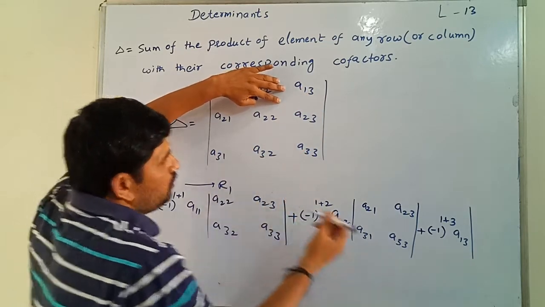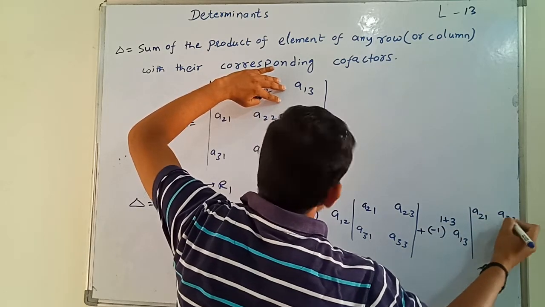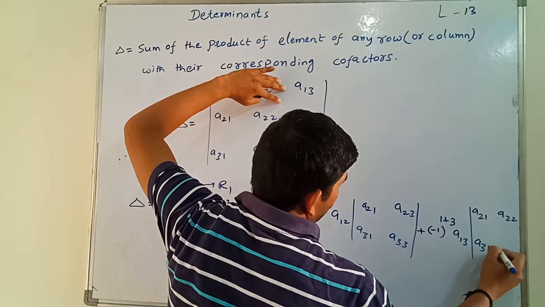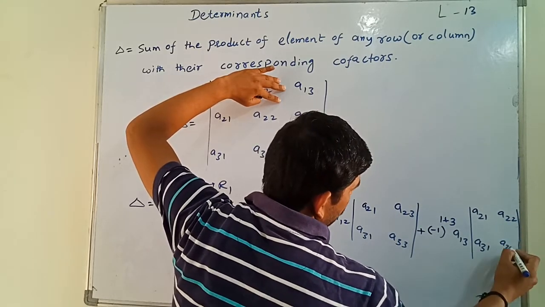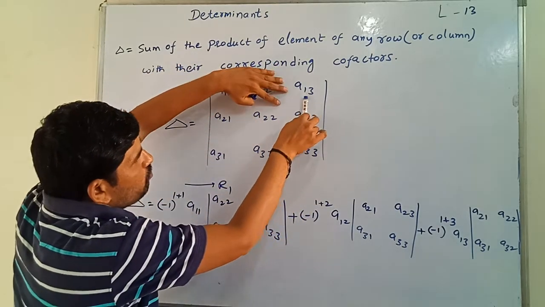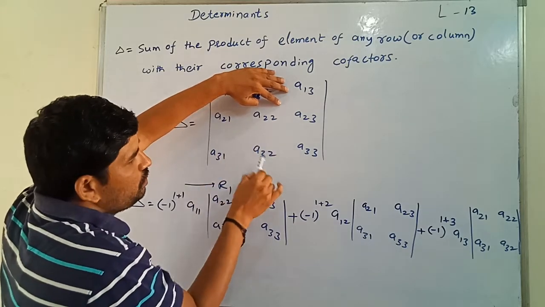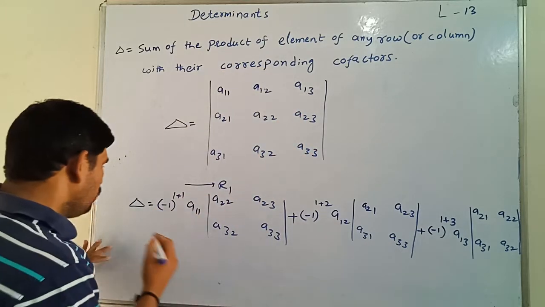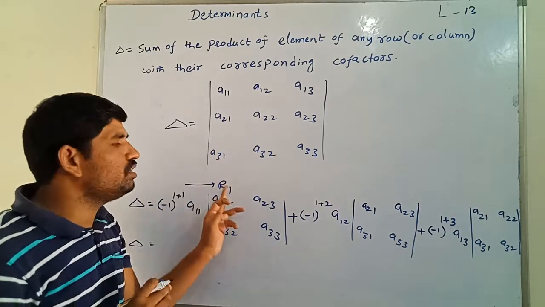So these values we have to write: A21, A22, again A31, A32. Once again, check. So I am going to close this one. This is the part A21, A22, A31, A32. Completed. So now this is the expansion of the determinant along R1.